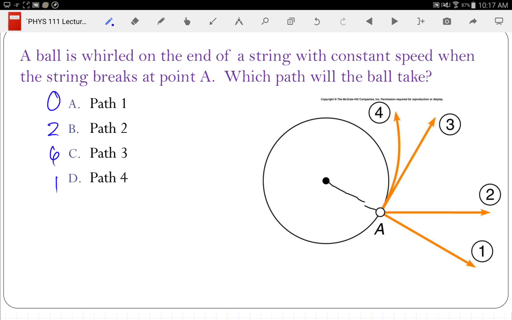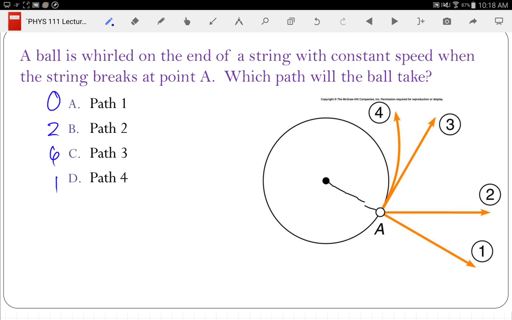If I'm traveling and there's no acceleration, what's happening to my direction? Staying constant. So it should have gone in a straight line from the direction it was going the instant the force stopped. So what direction was it going the instant the force stopped? 1, 2, 3, or 4? Well, 4 is not a direction. 1, 2, or 3? 3. So that means our hypothesis predicts that it should follow path 3. But of course, we need to test that.